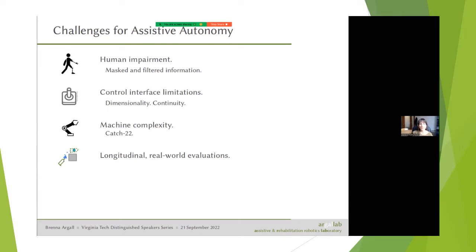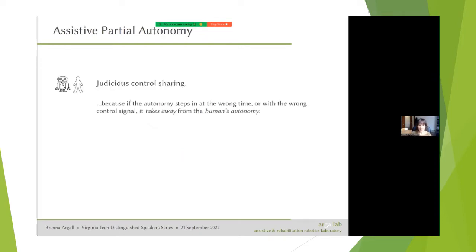Okay, so we just talked about judicious control sharing. The next topic I want to talk about is masked and filtered information. So we talked before about why this might be happening, that the person's motor impairment masks the information that they'd like to transmit to the machine, and also these limited interfaces that are accessible to them. And what's happening is that basically both of these things, their impairment and their interface, is masking their true intent, potentially.